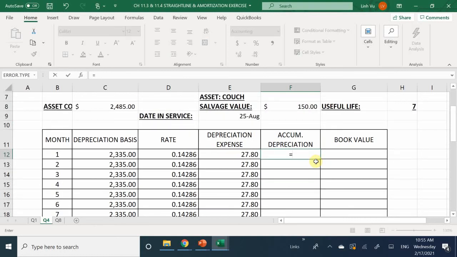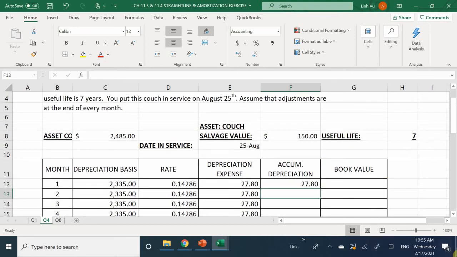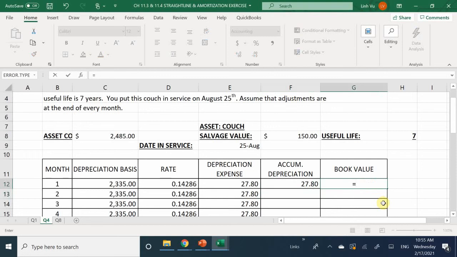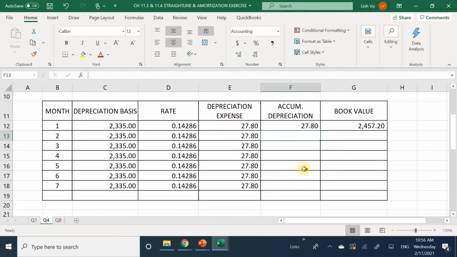All right. So again, our only calculation we have to do is just updating the book value. As we know, for the first month of depreciation, we've so far collected $27.80. So therefore, what is going to be my new book value? 24.57.20. Good. All right. So let's go ahead and solve for the accumulated depreciation for year 2.